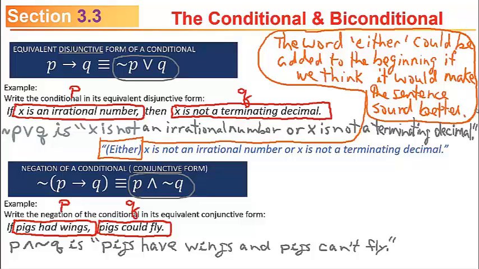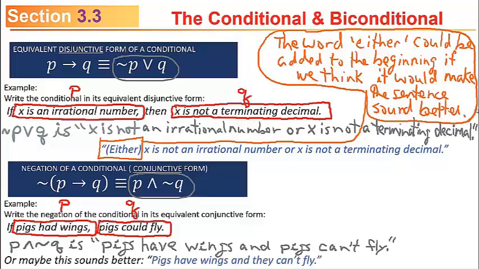Or again, you're not worrying too much about the tense exactly. You just want to make it sound a little better. So you might say something like pigs have wings and pigs can't fly. Not worrying too much about the tense of the verbs. You could change it even to something like this. Pigs have wings and they can't fly. The exact wording is not important. It's the structure that's important and the meaning behind what you said.